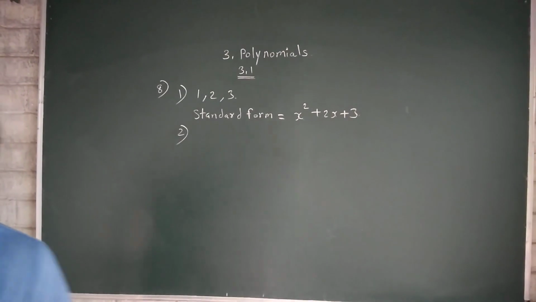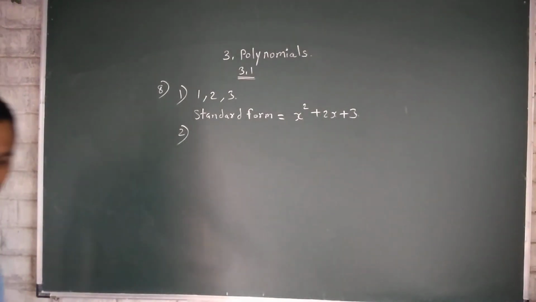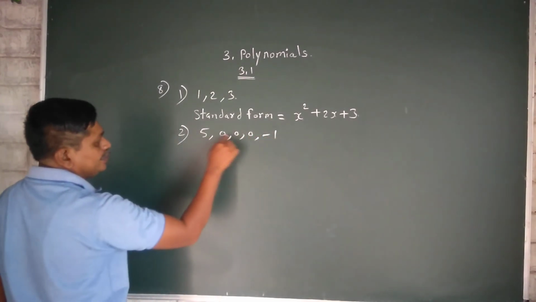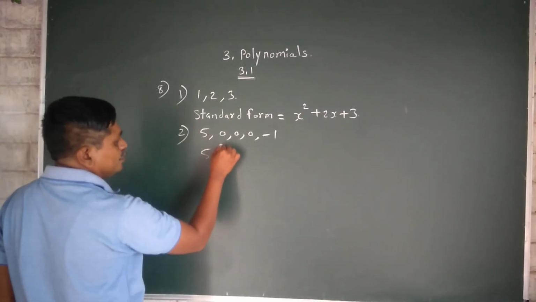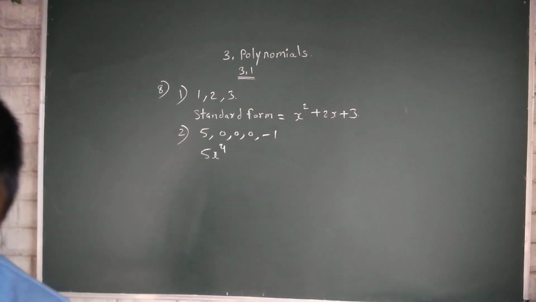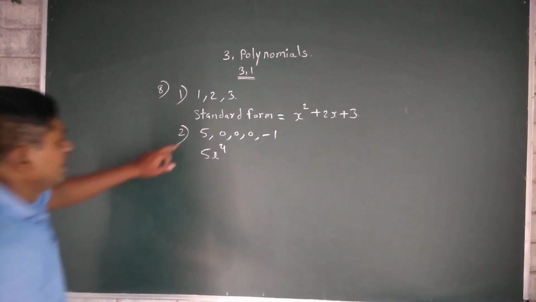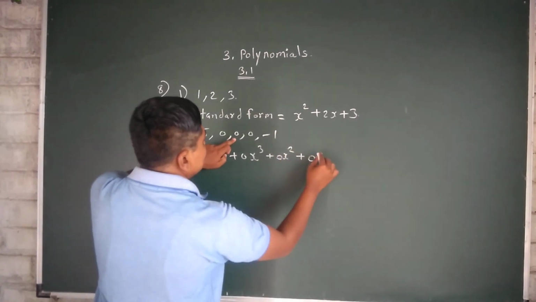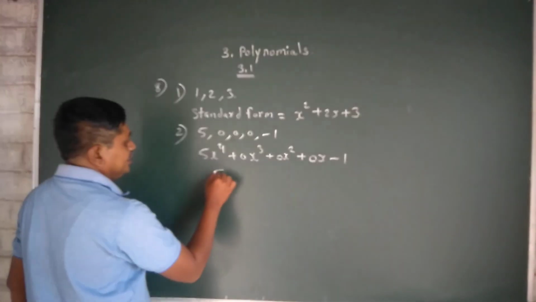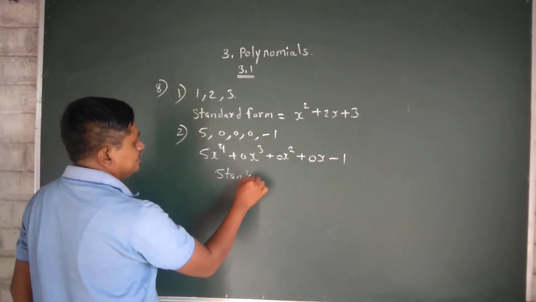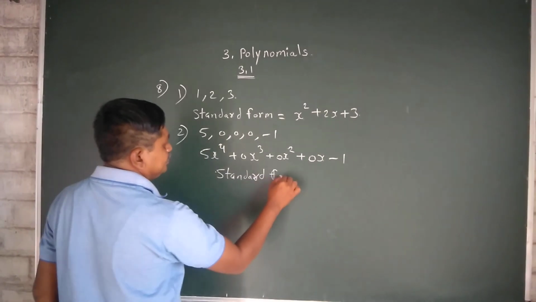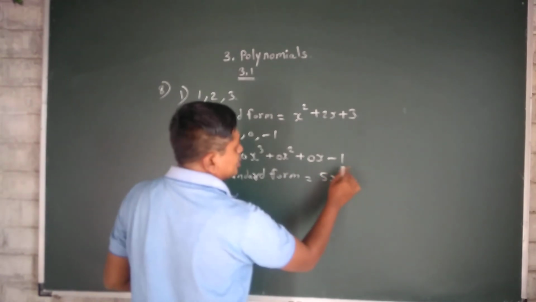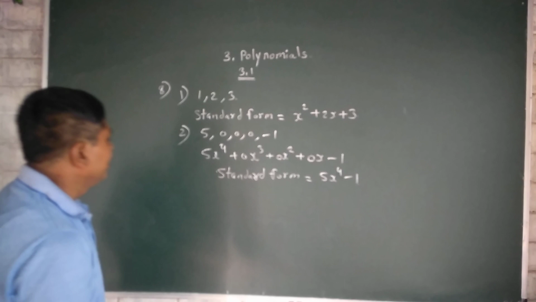Second, 5 0 0 0 minus 1. 0, 1, 2, 3, 4. 5 raised to 4. How many zero we take? 5 raised to 4 plus 0x cube plus 0x square plus 0x minus 1 in standard form. We write like this: 5x raised to 4 minus 1. Middle 0 we can't take.